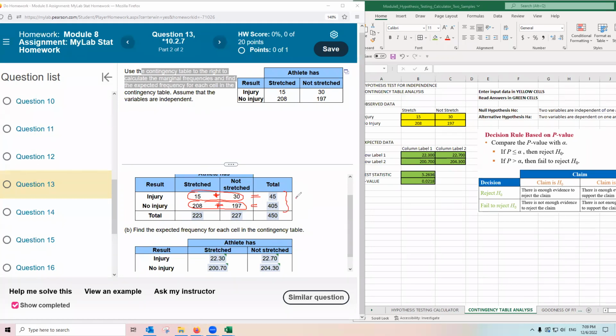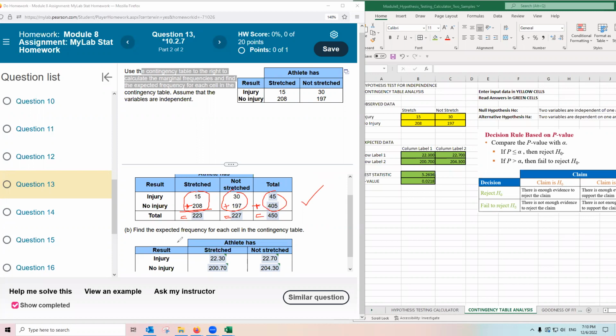You call these marginal frequencies. It just means add the rows straight across. In addition to that, you can add the columns straight down. So I'm going to add these columns straight down also. 15 plus 208 gets me 223. 30 plus 197 gets me 227. And 45 plus 405 gets me 450. All right, so this first table is easy to fill in. All you have to do is add the rows straight across and add the columns straight down.